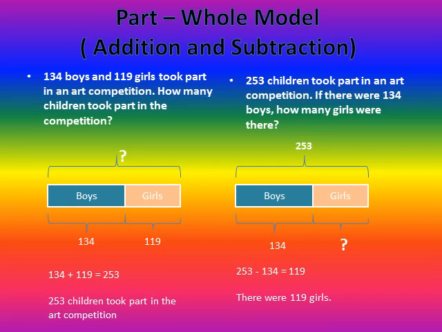If you can see, this is one story presented in different ways. In the first one, the parts were given, and you're being asked about the whole. Look closely at the labels. Since the parts are given, you label the parts and then label what is being asked, which is the whole, with a question mark. In the other problem, the whole or total number of children is given, and one part, the number of boys, is also given.